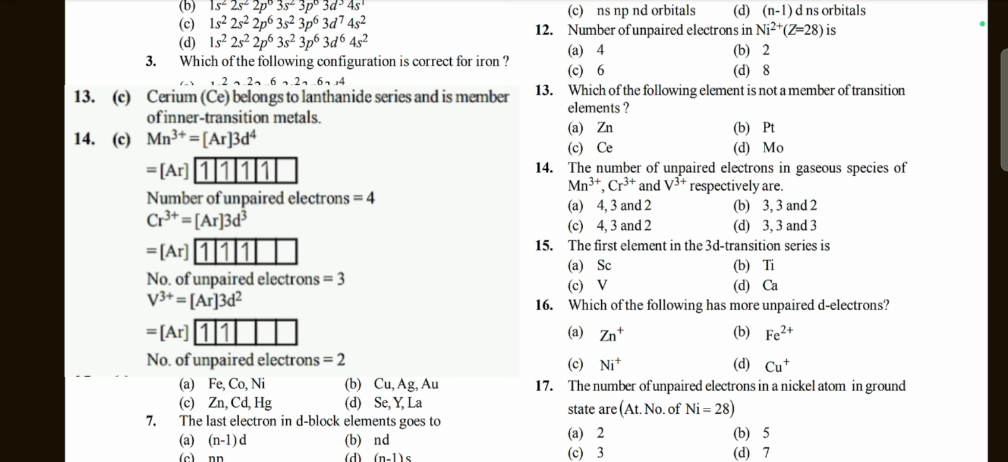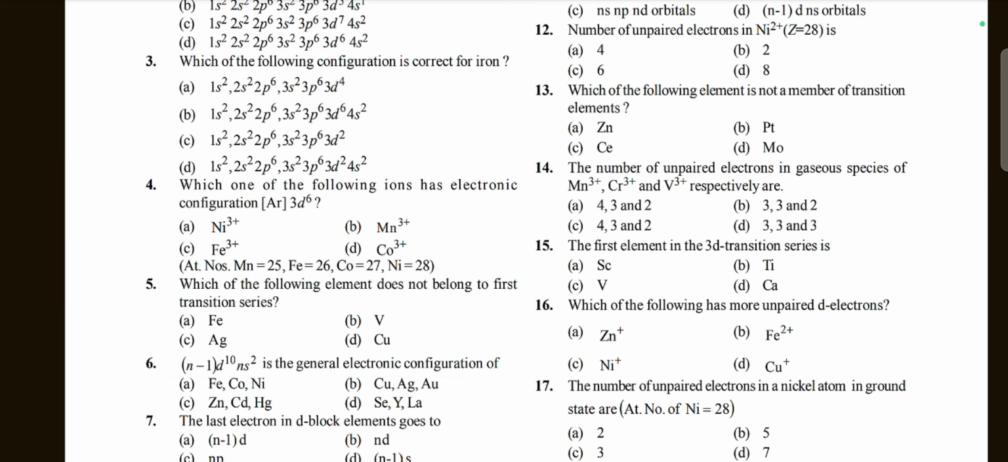The number of unpaired electrons in gaseous species of Mn3+, Cr3+, and V3+, respectively, are, so here Mn3+ will be argon 3d4, so it will have 4 unpaired electrons. Cr3+ will be argon 3d3, it will have 3 unpaired electrons, and V3+ will have argon 3d2, so it will have 2 unpaired electrons. So option C will be correct, 4, 3, 2. The first element in the 3d transition series is Sc, scandium.